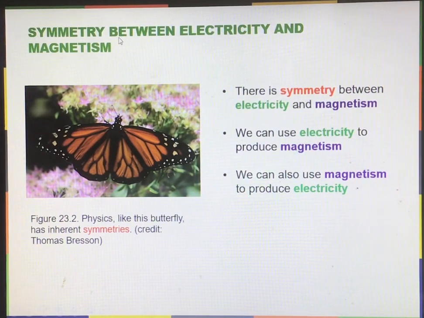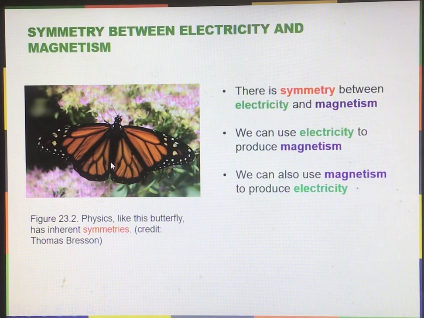Now let's talk a little bit about the symmetry between electricity and magnetism. The picture on the left side is a picture of a butterfly, and you can see that it has perfect symmetry. Everything on the right side is just like a mirror image of what is on the left side. Just like the butterfly tells me about the symmetry in nature, there is also symmetry between electricity and magnetism. What this means is that we can use electricity to produce magnetism, and also we can use magnetism to produce electricity.